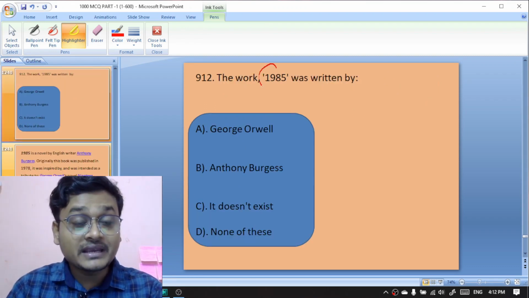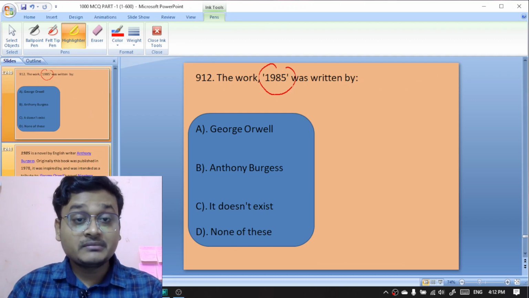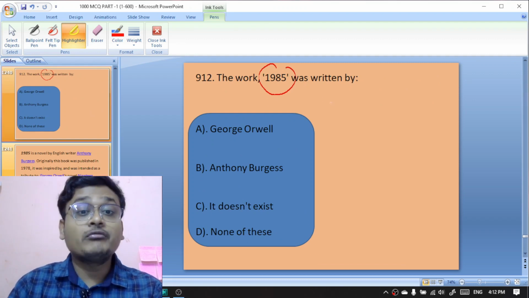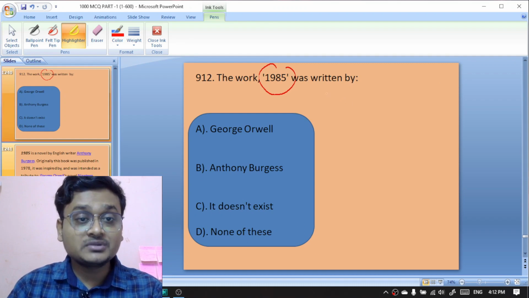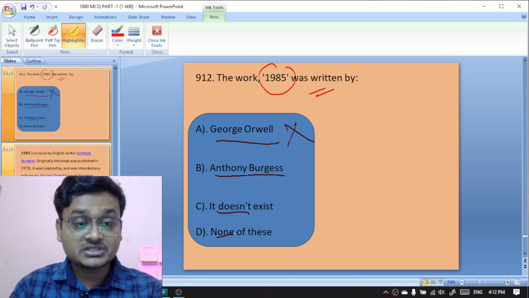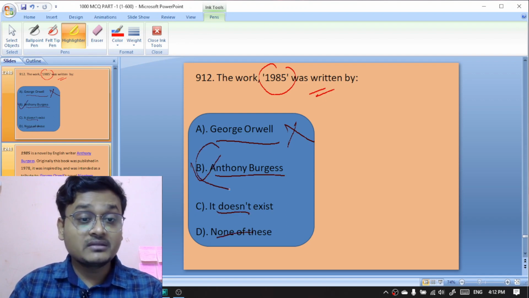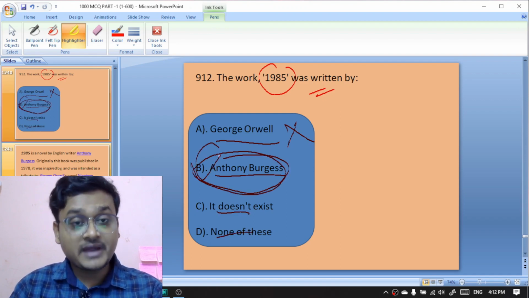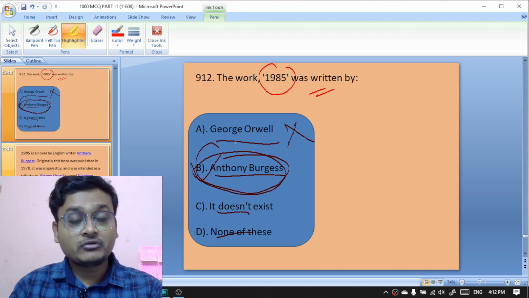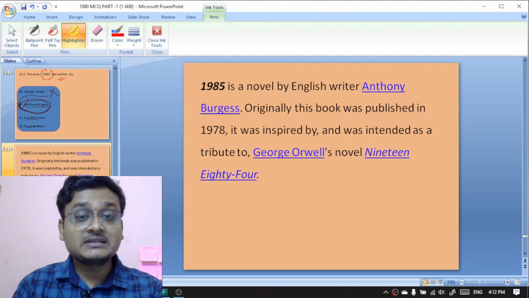The work 1985 was written by whom? He was influenced by the work of George Orwell, 1984. Not George Orwell, as his work is 1984. It was written by Anthony Burgess, who was inspired by George Orwell's dystopian novel 1984, and he wrote 1985, a novel by English writer Anthony Burgess.